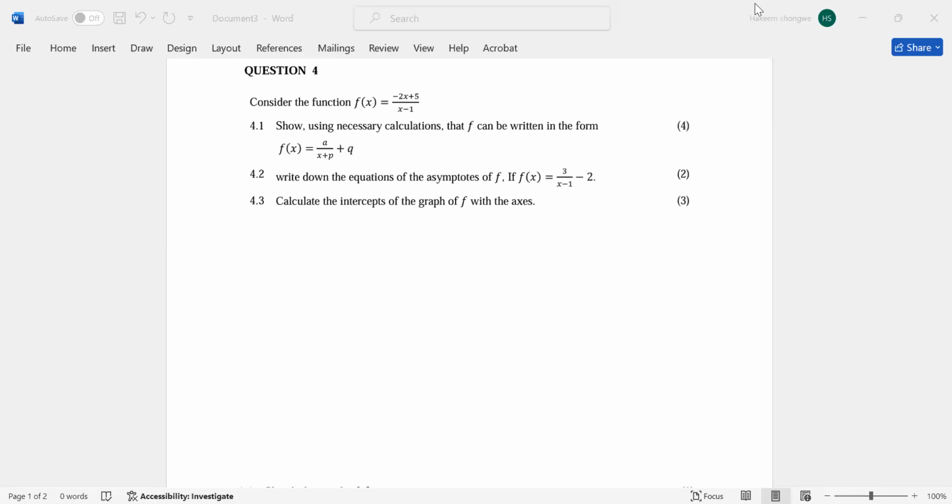Okay, with the following question, they say, consider the following function. And then we are supposed to show, using the necessary calculations, that f can be written in the form of f of x. Using examination skills, if we look at this question here, it's a little bit challenging. So we are allowed to skip the question.